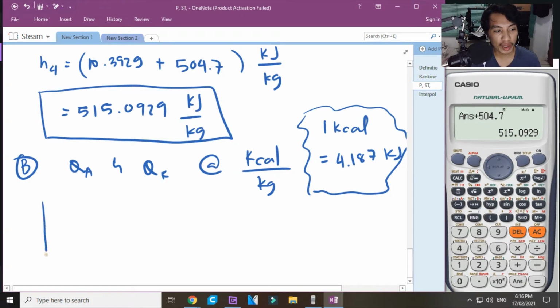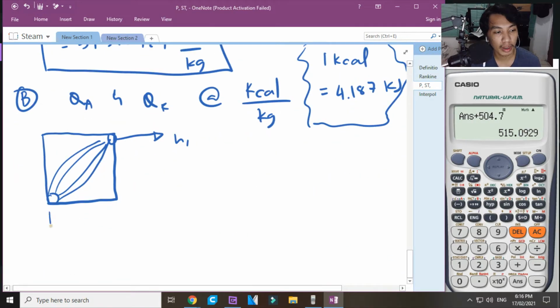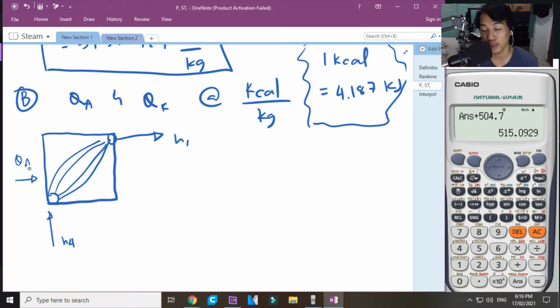Now, the better way to solve it is to draw the boiler. Then you map it. You have H1, then the supply here is H4, and the supply here is QA. Again, if you have combustion, QA is the amount of energy that your fuel inputs into the boiler. Since some of you have no combustion, we won't go into combustion. But if you do have combustion, we will have an energy calculation for the fuel.